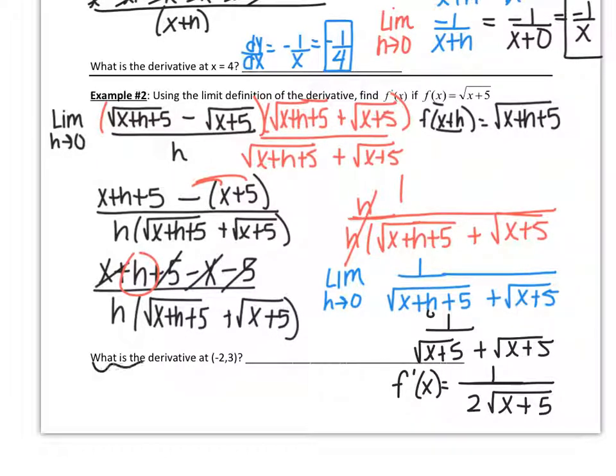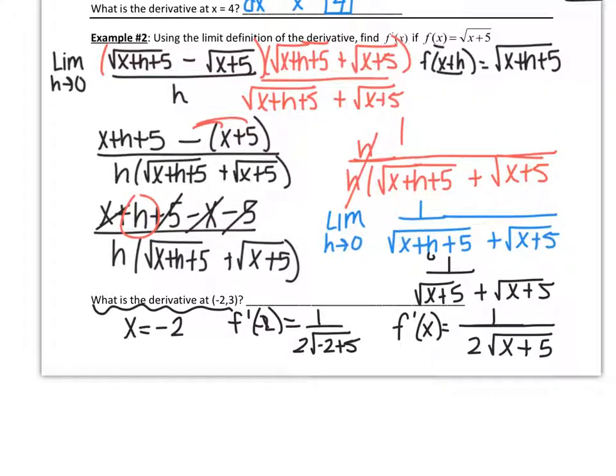So they want to know what is the derivative at negative 2, 3. So all we care about is the x value. So at x equals negative 2, what is the derivative? So I'm going to plug in negative 2 into my derivative function. So you should get 1 over 2 times the square root of 3. That is the slope, or the derivative, at negative 2, 3.